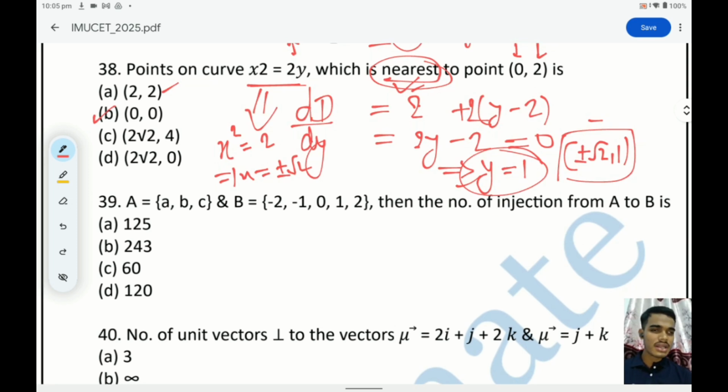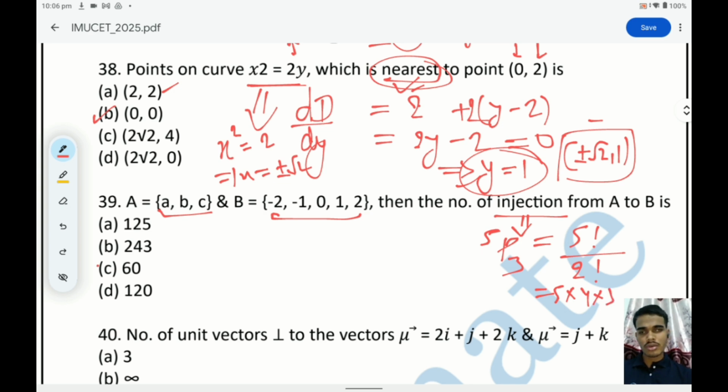This is: find the number of injections. Injection means what? Not a vaccination. Injection is an injective function, a one-one function. So the number of one-one functions is 5P3, because one set contains 5 and the other contains 3 elements, so that will be 5P3. This is a question of permutation and set theory also. If you solve it, you will get 5 factorial upon (5 minus 3) factorial, that means 2 factorial. It means 5 into 4 into 3, that is 20 into 3, which is 60. Option C will be the correct answer.